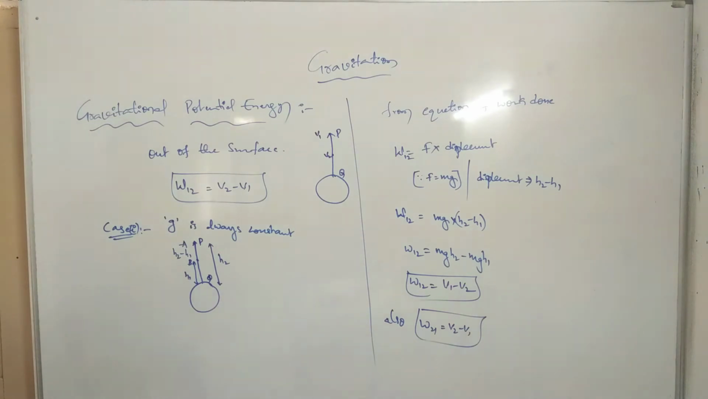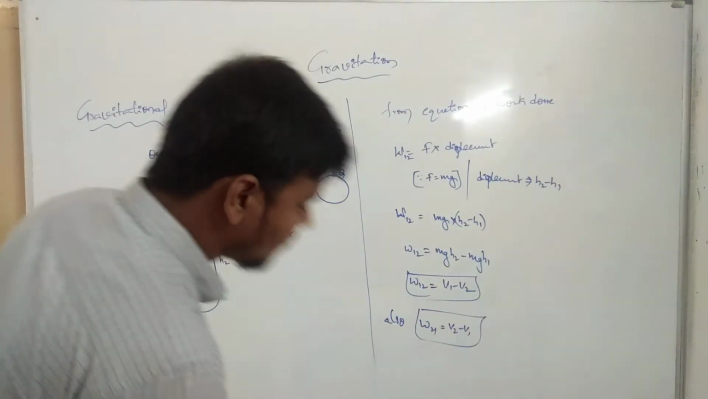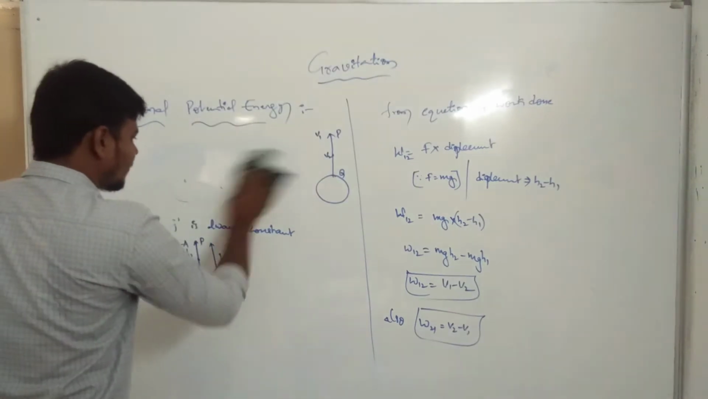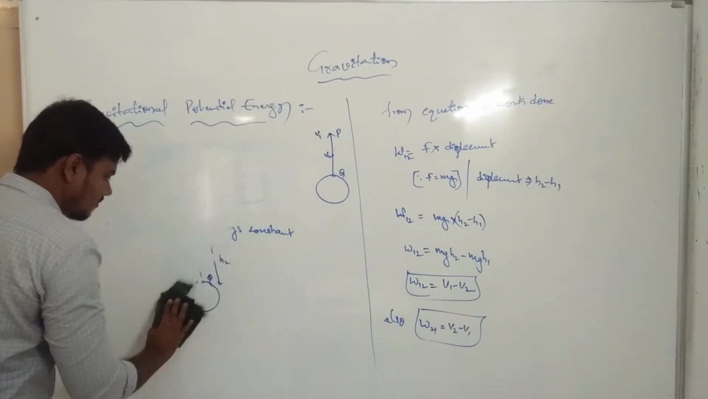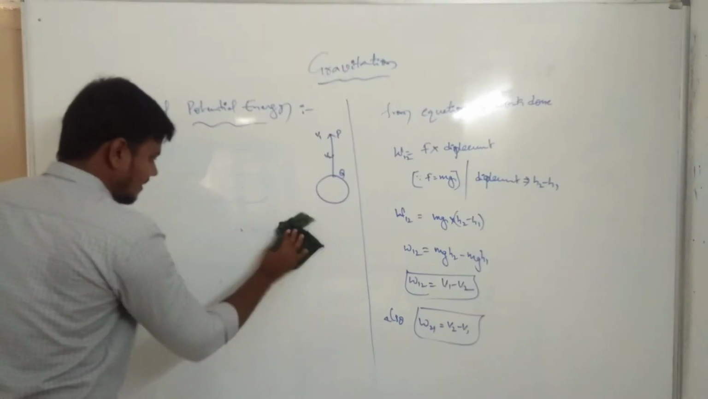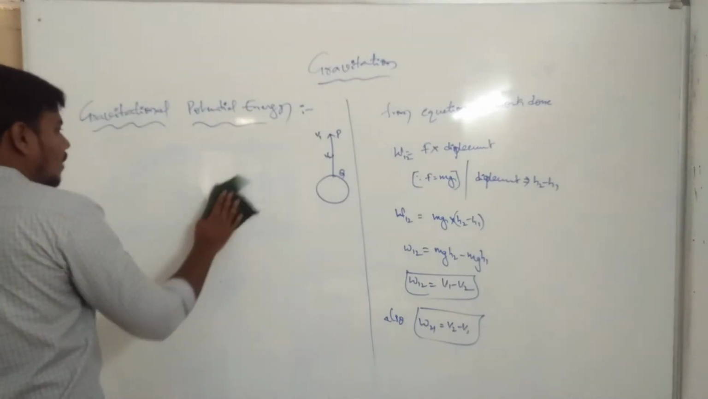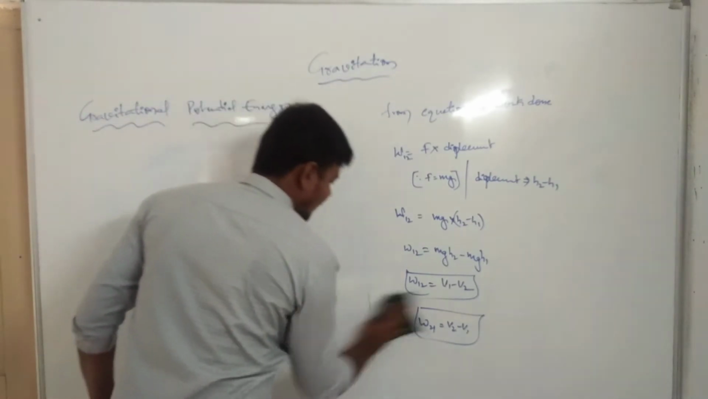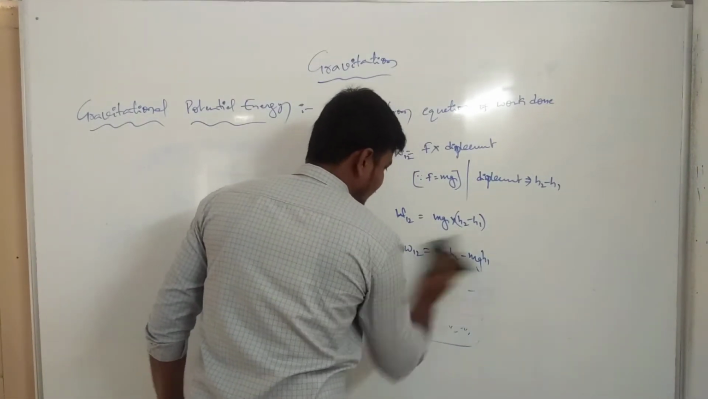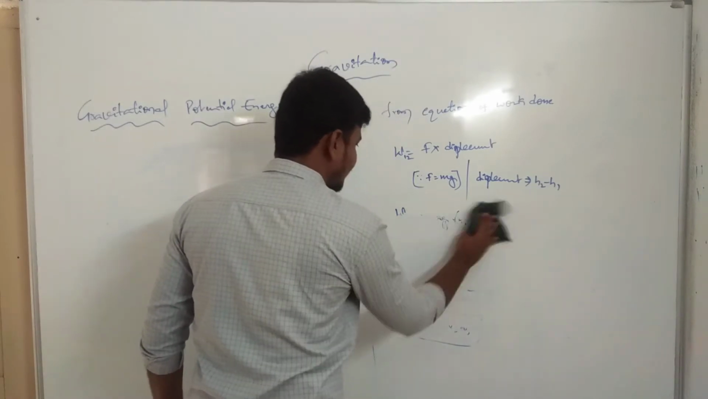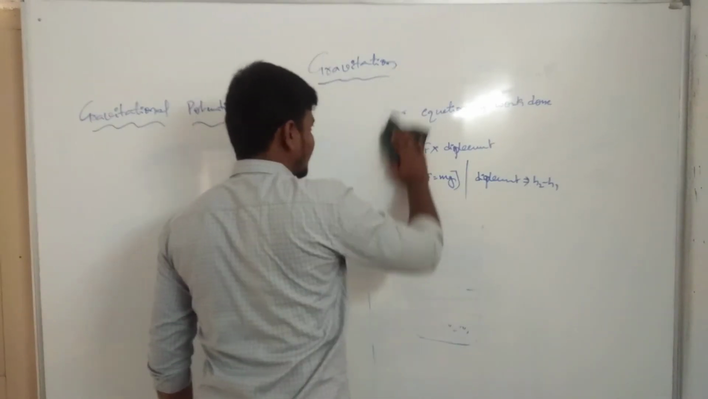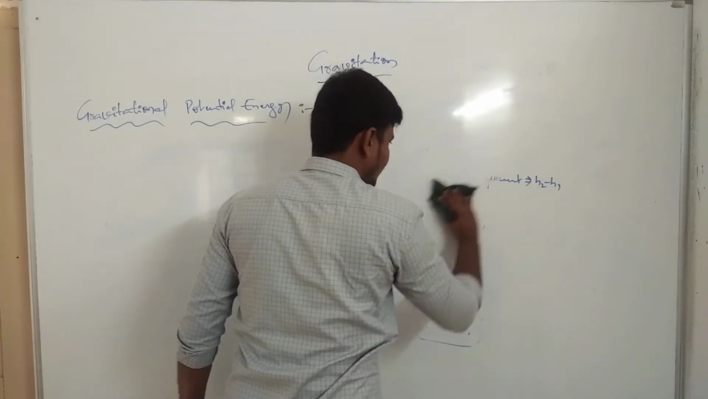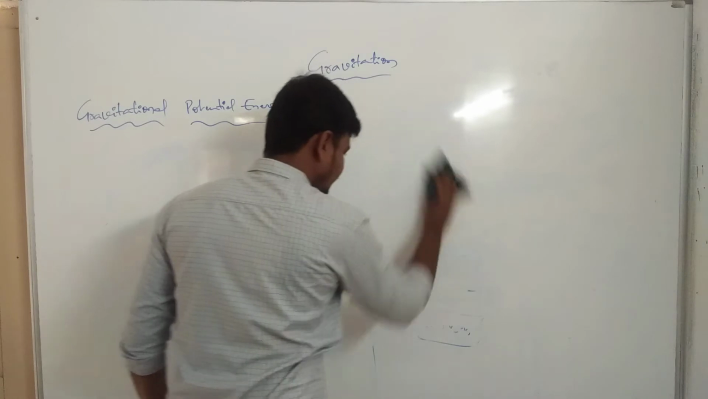Now the second one, case 2. What is case 2? Like case 1, case 2 is also out of the surface. There are two types of energies, the first energy and the second energy. From the first energy to the second energy.